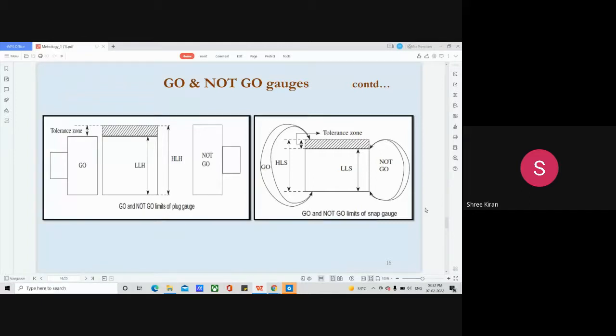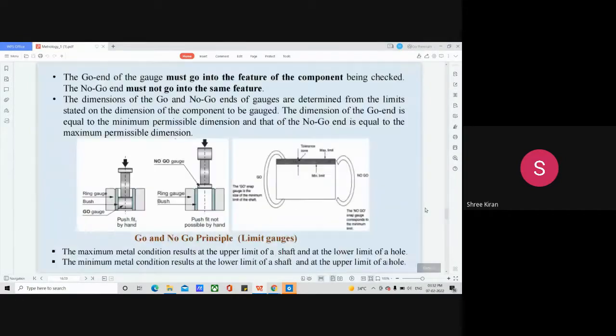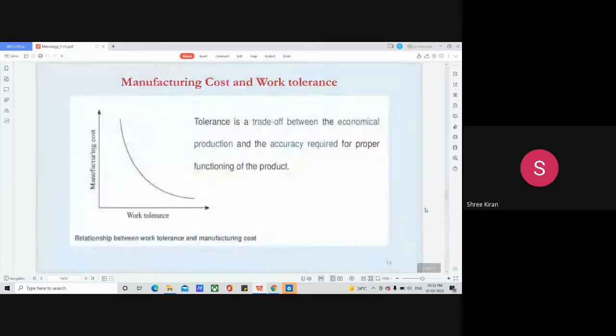Exactly. The tolerance that is bound by the two limits of the size of the part is called the tolerance zone, the maximum and minimum. It always refers to the relationship of the tolerance to the basic size. So it is mainly bound by the two limits of the size.